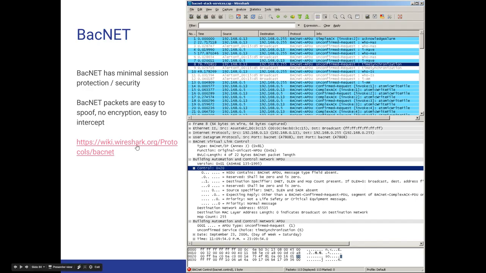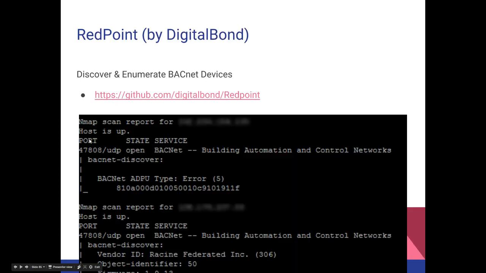So to dive down into BACnet, it has minimal session protection, minimal security. The packets are very easy to spoof. There's no encryption at all. It's very easy to intercept. And Wireshark already has BACnet dissection modules that you can easily work with. Now there's more resources. Digital Bond has put out Redpoint, which is a toolkit for discovering and enumerating BACnet devices on a BACnet network. So there are just already tools good to go.